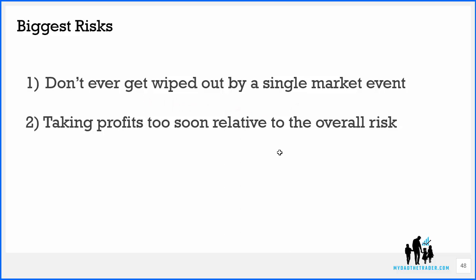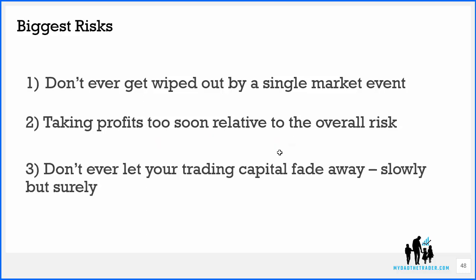And the mitigant that we're going to use against that point is the required rate of return, or the risk-reward relationship, in conjunction with the historical win rate. And the last point is, how are we going to address the risk of our capital fading away? And that's what we're going to look at in this video today.